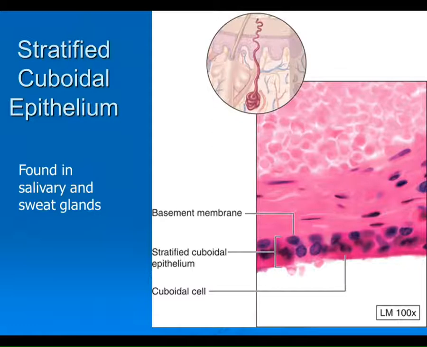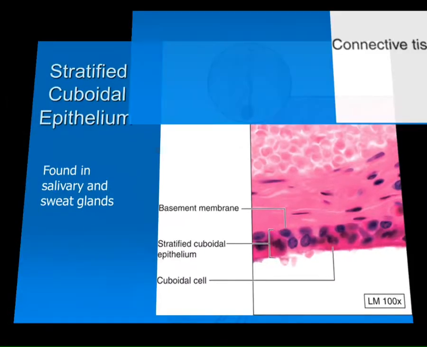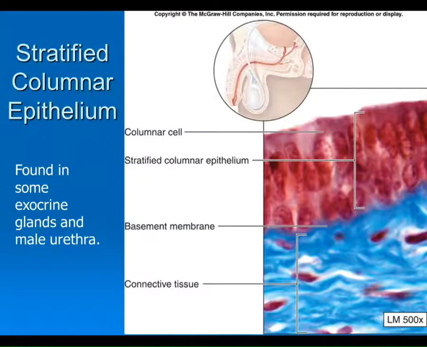So there is stratified cuboidal in your body. We're not going to look at it. I'm not going to expect you to recognize it. But you can look at this on the bottom and appreciate that here's your basement membrane, connective tissue and muscle down here, and you see at least 2 layers of nice cuboidal cells. Okay? So that is stratified cuboidal. It's found in some of your sweat glands. There is also stratified columnar. Okay, 2 layers of tall columnar-like cells, and they are found also in some of your exocrine glands.